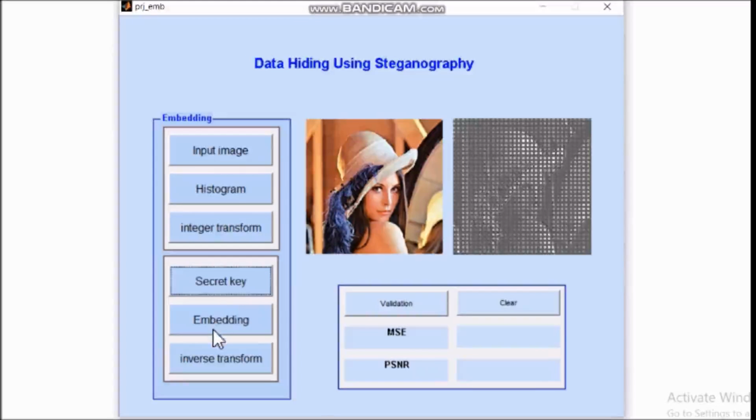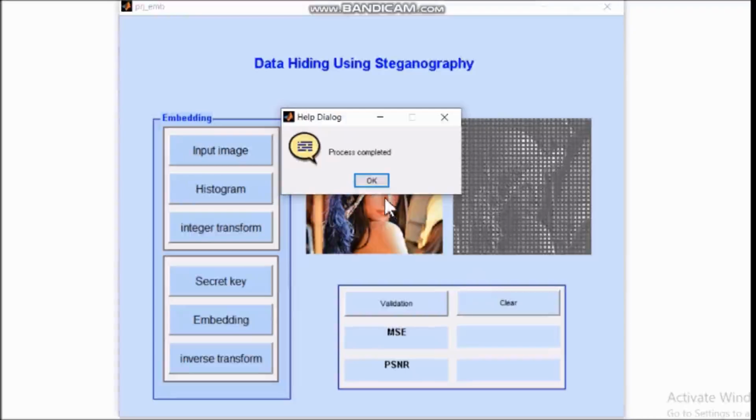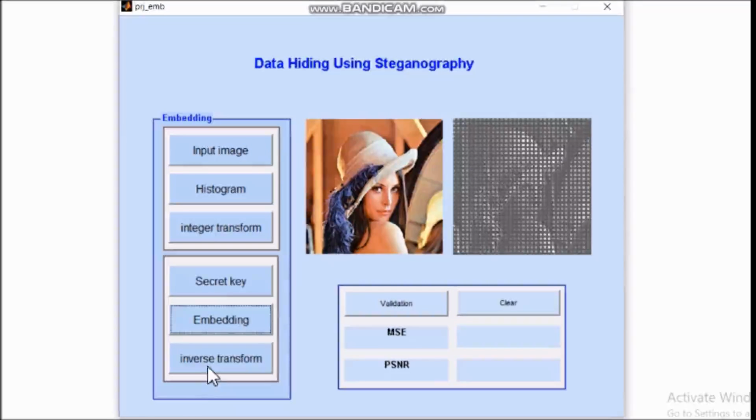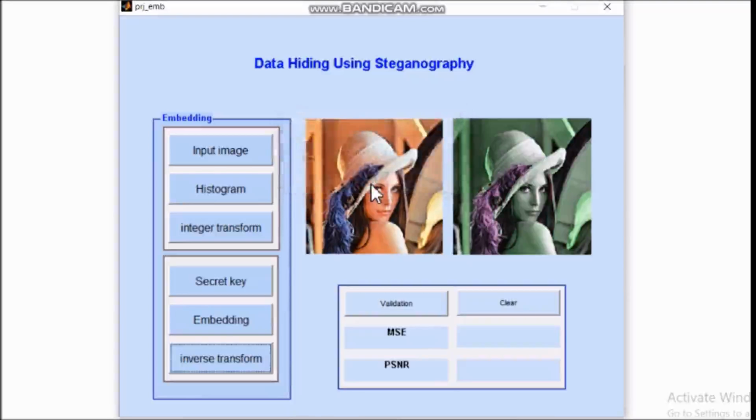Now we will go for the process of embedding. This is the wavelet transform pattern, and in this we are embedding the message. Here the embedding process is done, and after that we are doing transformation. First we did wavelet transformation, and now we are doing inverse transformation. Now here the secret message is embedded in an image.